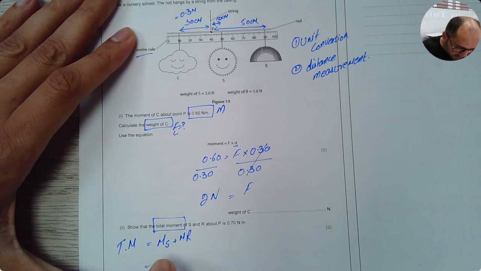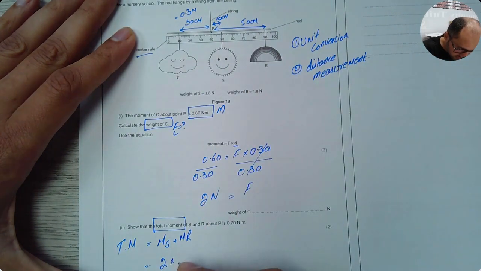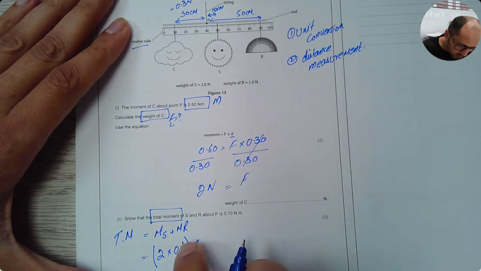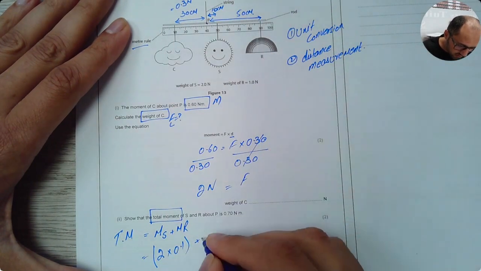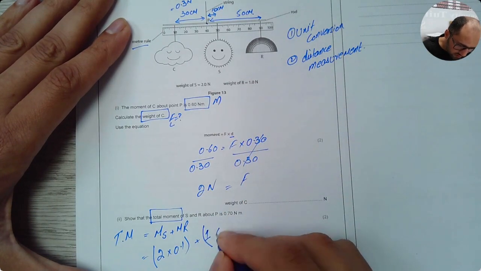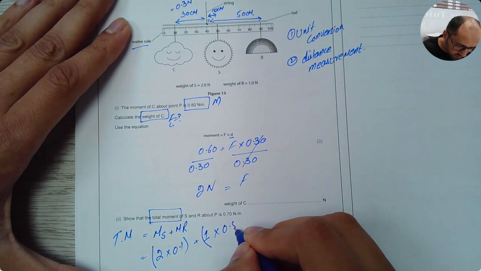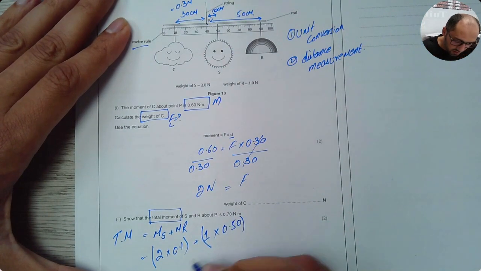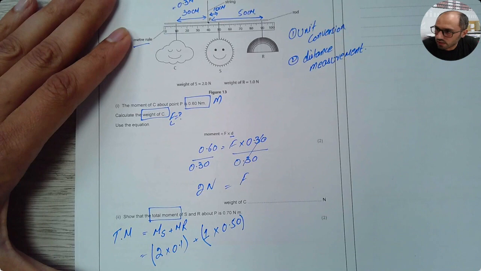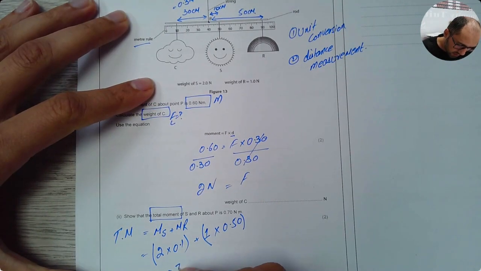So moment of S will be worked out using F times D. The value of force is 2. Distance is going to be 0.1 because I have to convert it into meters. Plus moment due to R will be the weight of R, which is 1 Newton, times the distance, which is 50 centimeter, but I have to convert it into meters, so it will be 0.50. If you plug these in your equation, you will end up with an answer which will be equal to 0.70 Newton meter.